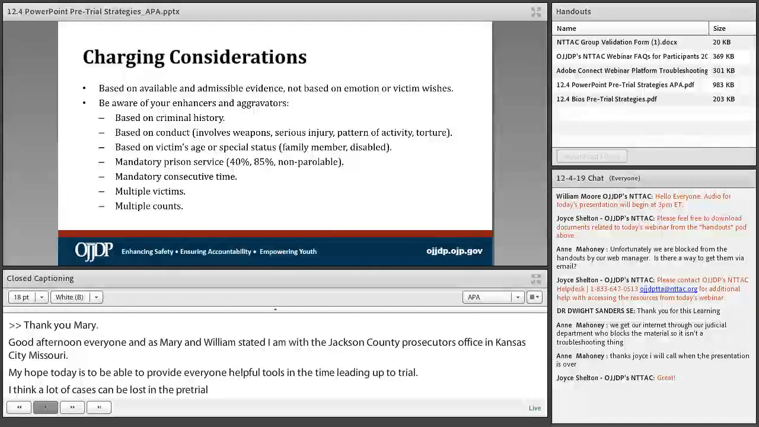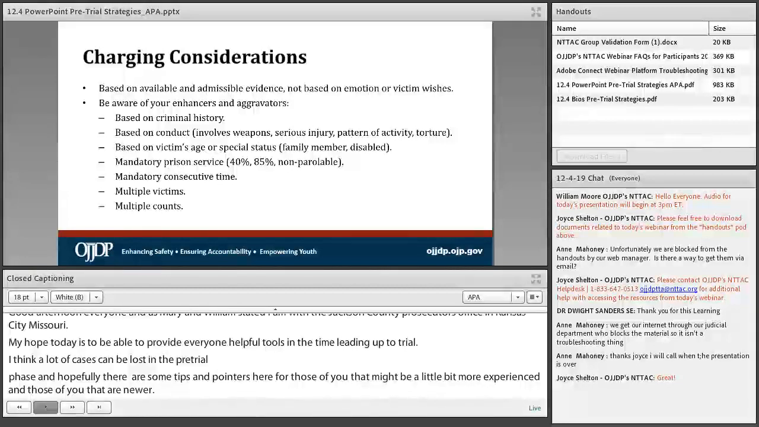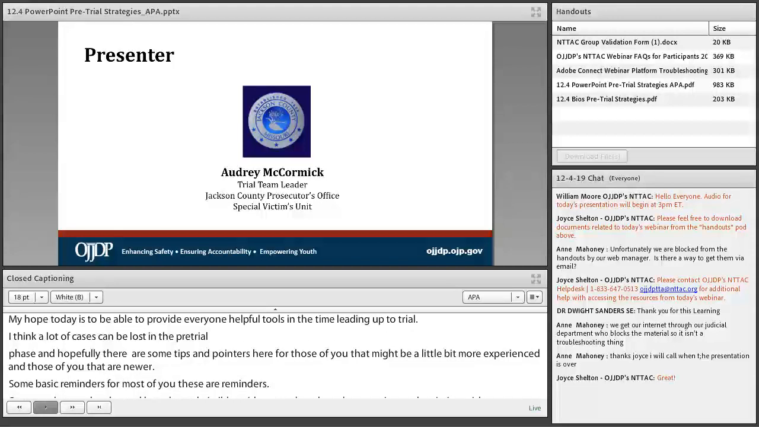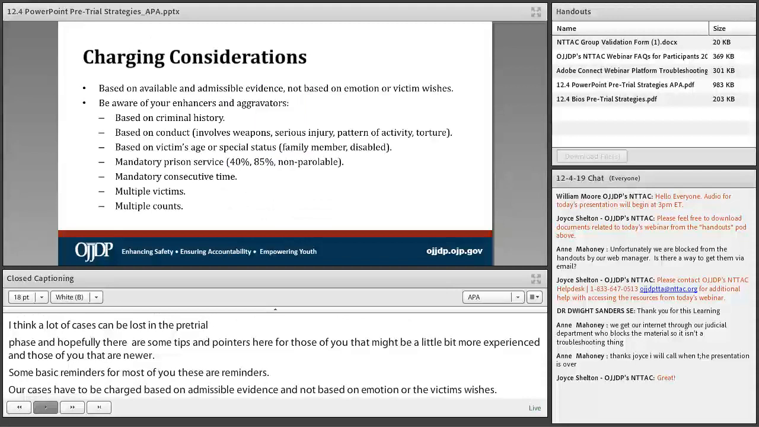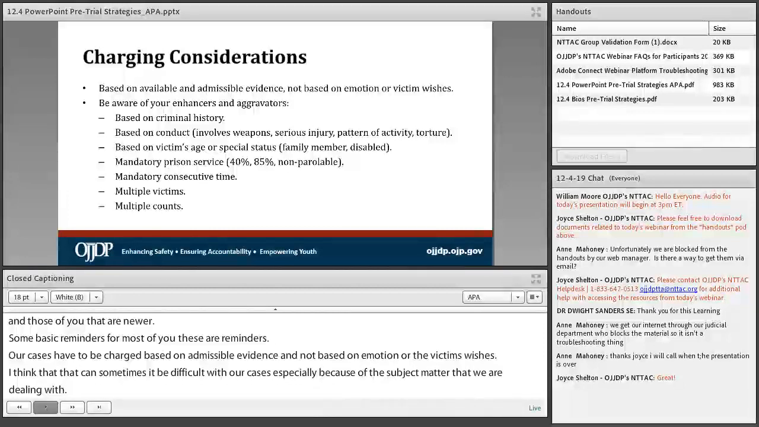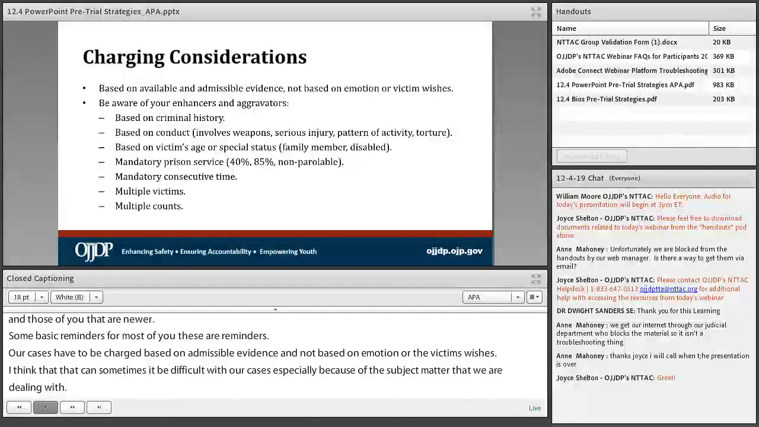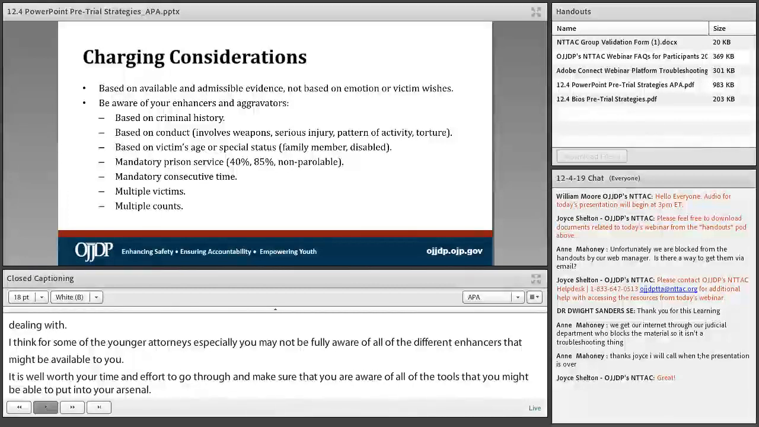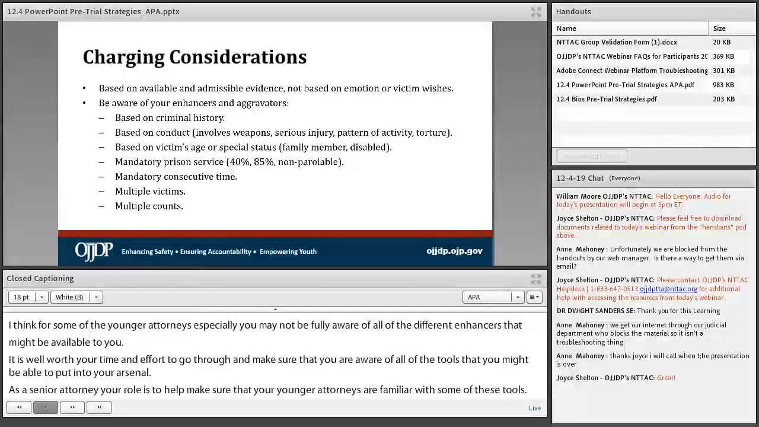Some basic reminders, for probably most of you, these are just reminders. Our cases have to be charged based on admissible evidence and not based on emotion or the victim's wishes. And I think that can sometimes be difficult with our cases, especially because of the subject matter that we're dealing with. I think for some of the younger attorneys especially, you may not be fully aware of all of the different enhancers that might be available to you, and it is well worth your time and effort to go through and make sure that you are aware of all of the tools that you might be able to put into your arsenal. And I think as a senior attorney, your role is to help make sure that your younger attorneys are familiar with some of these tools. I know at least with Missouri code, things can be tucked away in all different places, and it's not necessarily neat or logical all of the time, but important nonetheless.